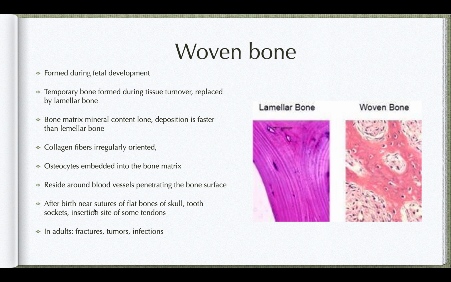After birth, it's near the sutures of the flat bones of the skull, along with the tooth sockets and the insertion sites of some tendons. And in adults, it only occurs during fractures, fracture repairs, tumors, and infections.